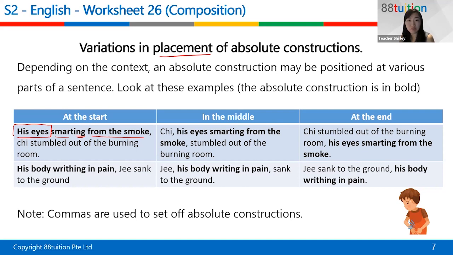Okay, next one as well. It can be at the start of the sentence. His body writhing in pain, G sank to the ground. I think they're missing a full stop here. Or you can introduce the character again. G, his body writhing in pain, sank to the ground. Or you can also put it at the back. G sank to the ground, his body writhing in pain.